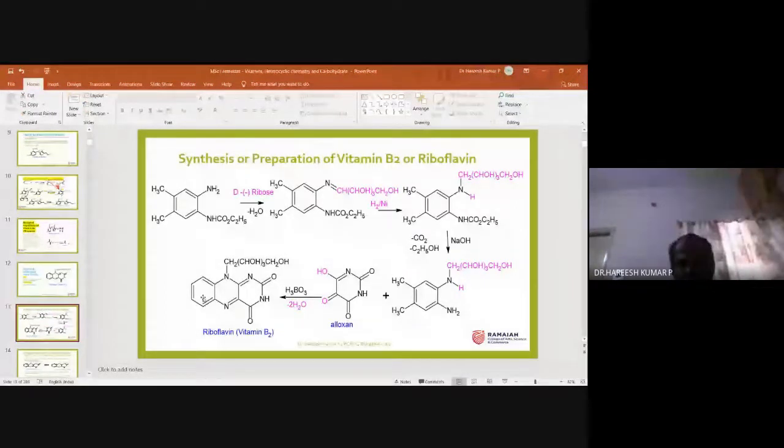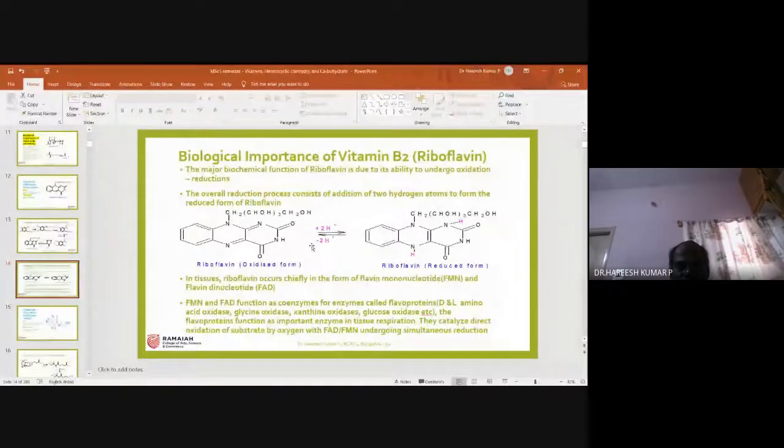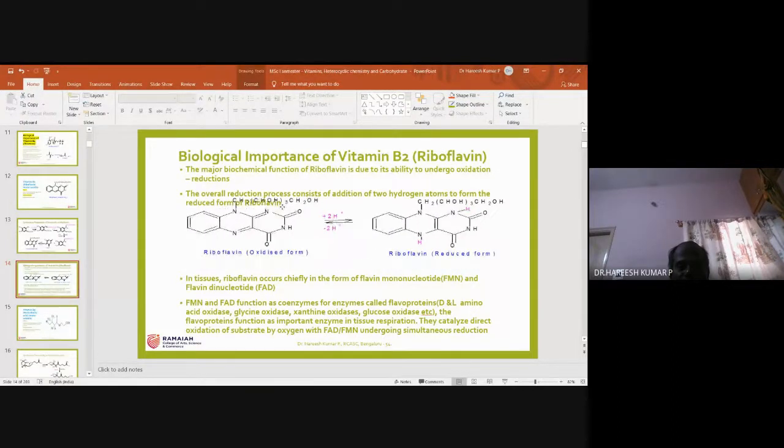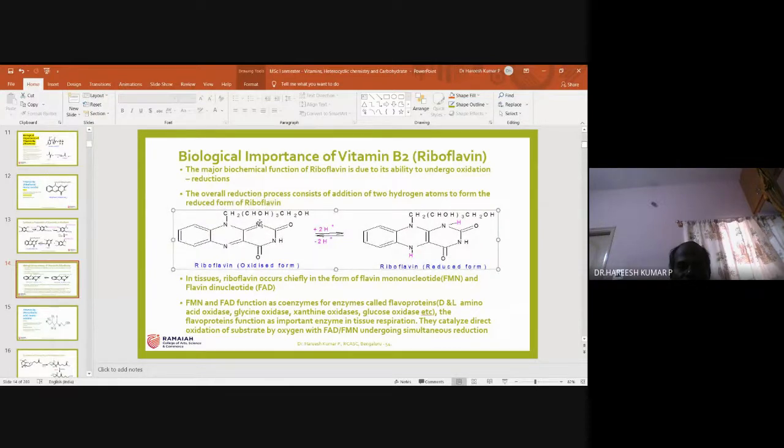With this, I will go to the biological importance of vitamin B2, or riboflavin. What I am writing here, you can observe that this is a double bond, single bond, double bond, N. This particular portion is important. This is the active site. This bond pair can come over here, and this bond pair can pick up a proton.